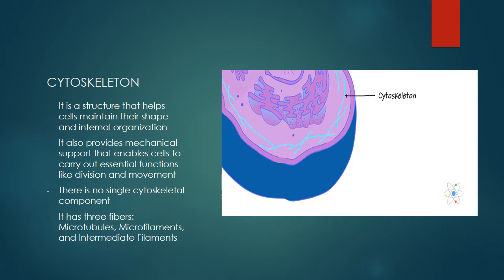The skeleton is organized into tubules or filaments. It also provides structure, giving the cell its specific shape. It also determines the shape of the cell and helps maintain it. It also provides a track or bridge for organelles to move. And there are three types of cytoskeleton.